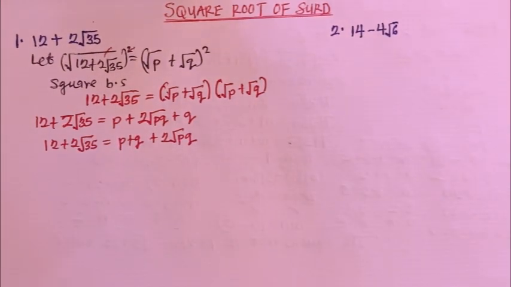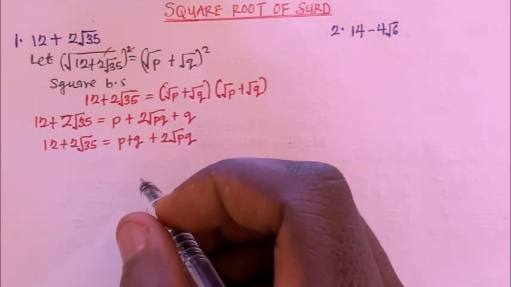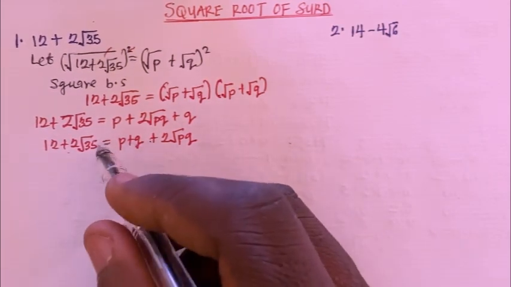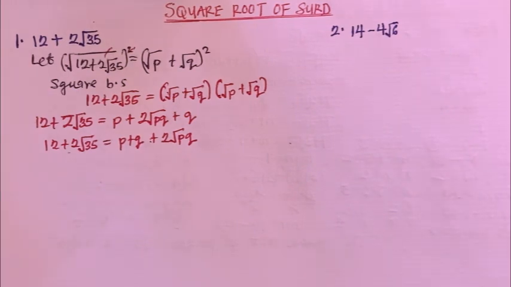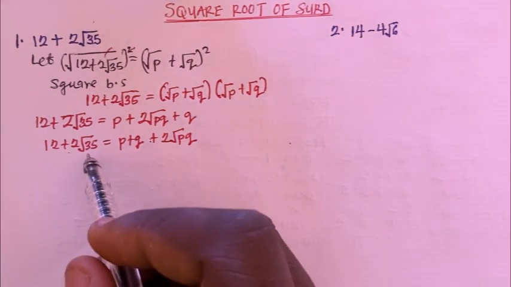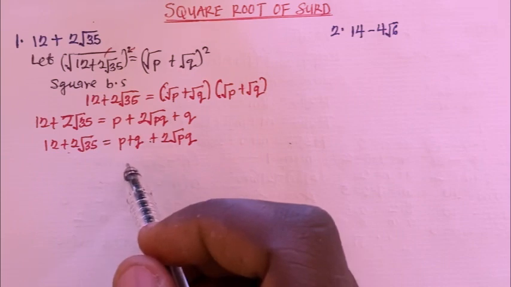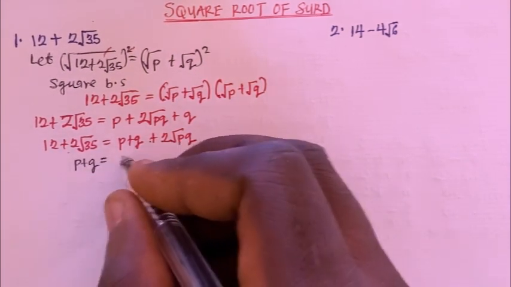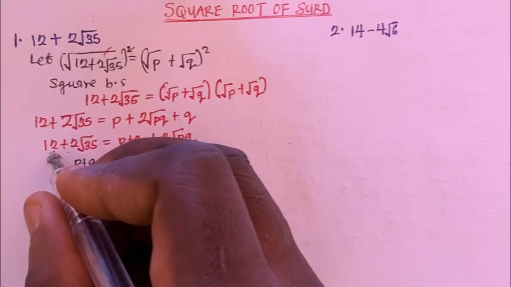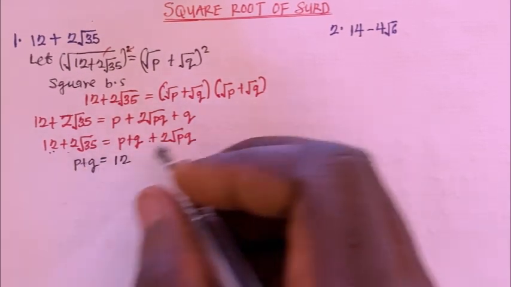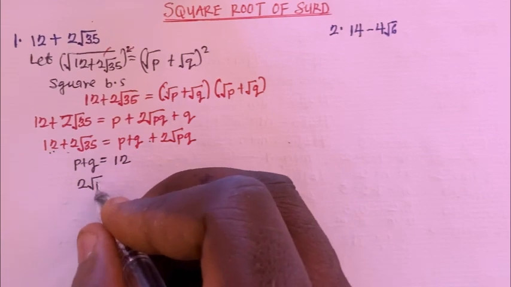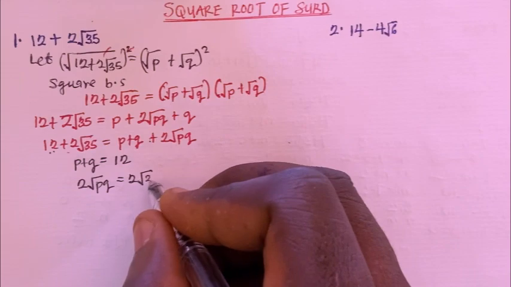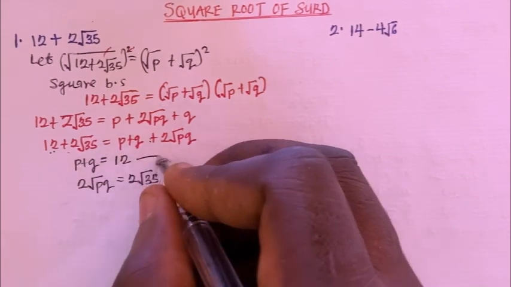The next thing is that I'm going to use the rules of equality of surds. Whenever you have these two surds equated together, you are asked to find a condition that must be satisfied for this and this to be equal. Then you equate p plus q to the rational number here, 12. Similarly, you equate 2 root pq to 2 root 35. Now from here you can call this equation 1.